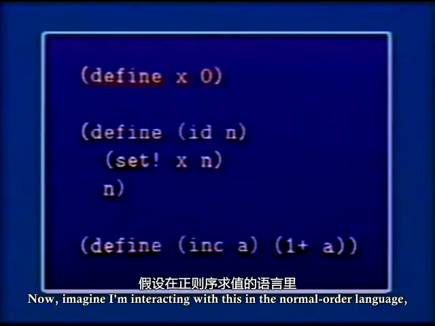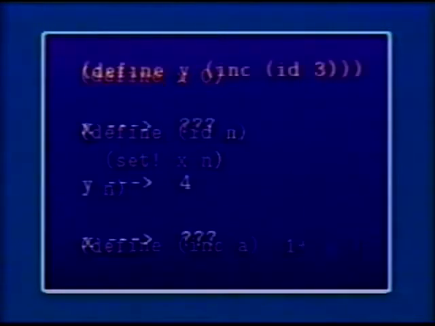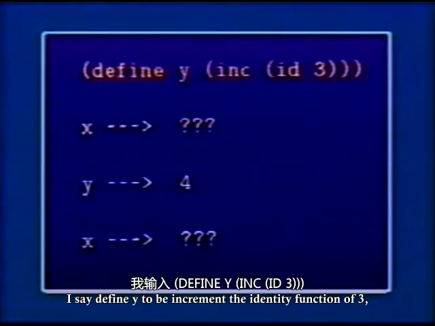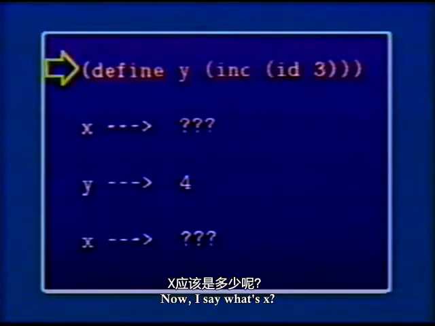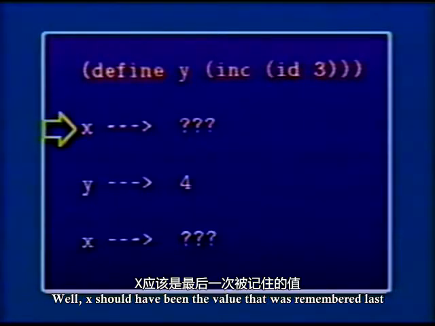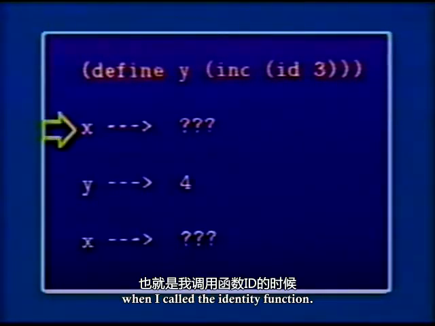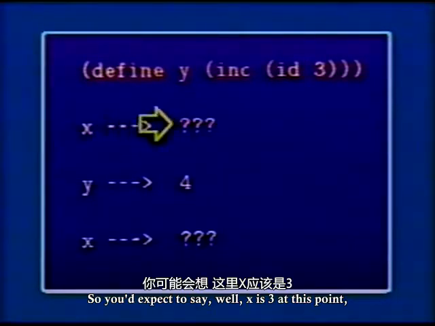Now imagine I'm interacting with this in a normal order language, and I type the following. I say, define y to be increment of the identity function of 3. So y is going to be 4. Right. Now I say, what's x? Well, x should have been the value that was remembered last when I called the identity function. So you'd expect to say, well, x is 3 at this point.